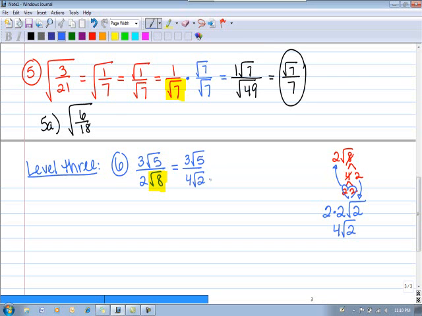And that made my radical a little bit smaller, but it hasn't satisfied my ultimate goal, which is to get it out of the denominator. So I'm going to have to multiply by the quantity radical 2 in order to get rid of it. So I'm going to multiply both the top and the bottom by radical 2.